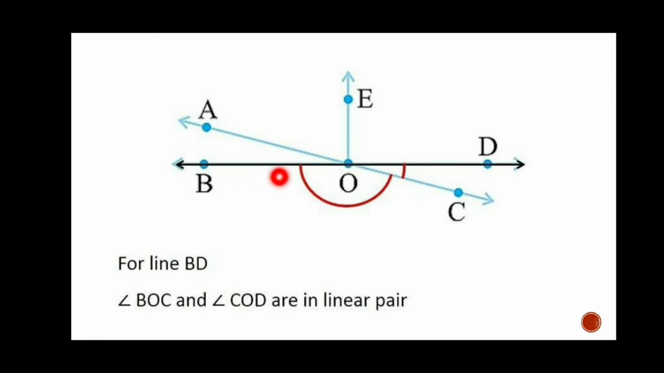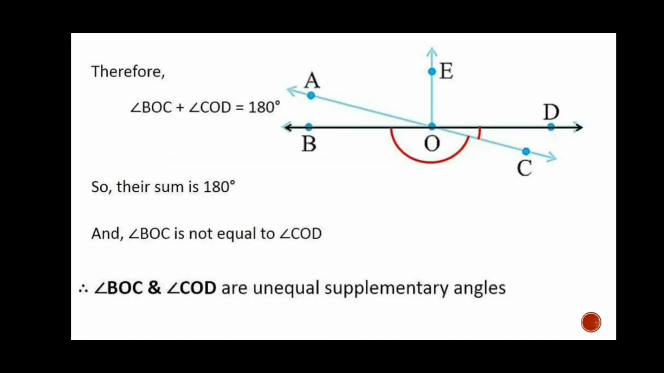So here angle BOC and angle COD are making a linear pair, right? They are making a linear pair, meaning the sum of their measure is 180 degrees. And since the sum of their measure is 180 degrees, they are supplementary angles. And also you can see they are not equal in measure. This angle COD is smaller than angle BOC. So hence they are unequal but supplementary angles.